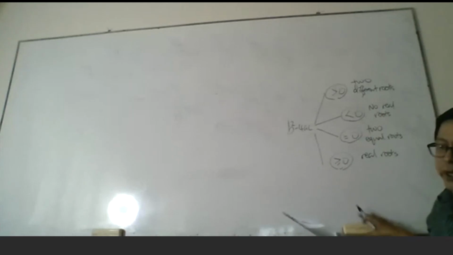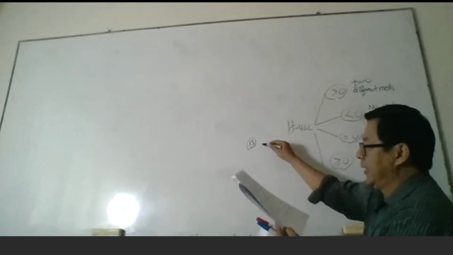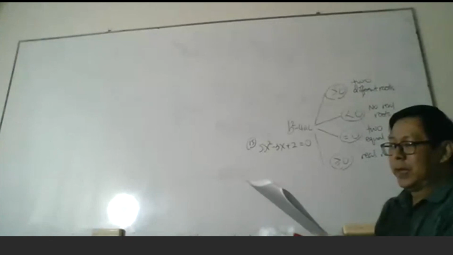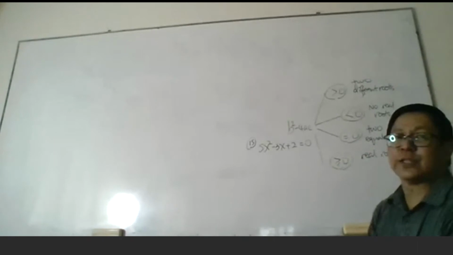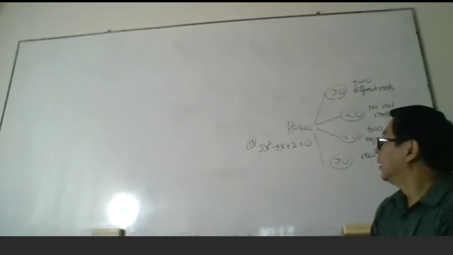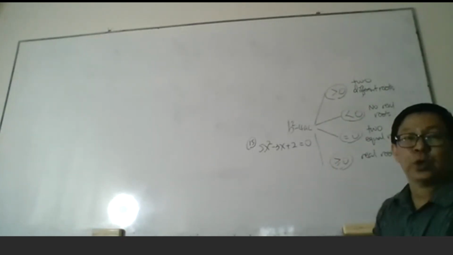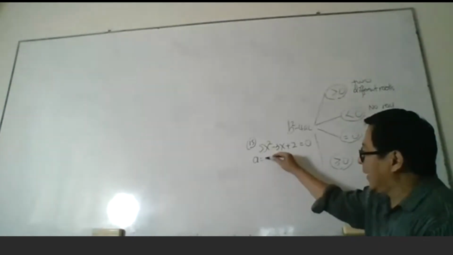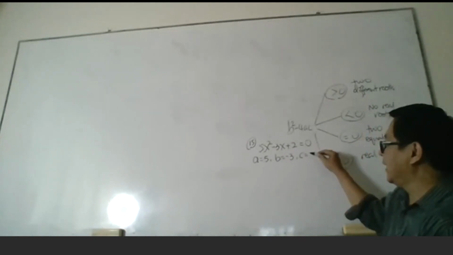And please look at question 15. The question is 5x squared minus 3x plus 2 equal to 0, and it asks you to determine the type of the roots. I don't know whether this quadratic equation has two different roots or no roots, or two equal roots. I need to calculate. First of all, my a is 5, my b is -3, and my c is 2.